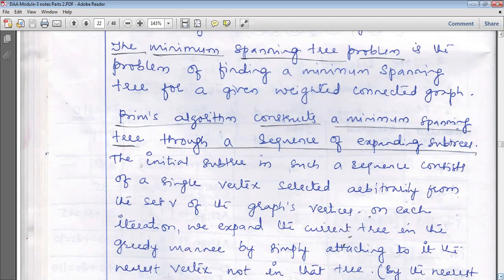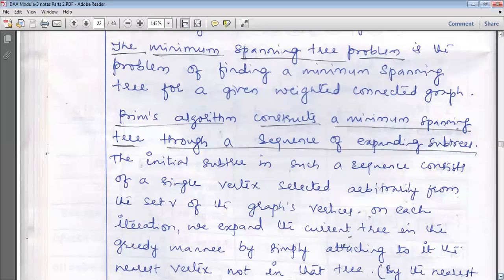On every iteration, we are going to expand the current tree in a greedy manner by simply attaching the nearest vertex. What we are going to do is arbitrarily select one vertex. Once we select that vertex, then we are to add the next vertex. So how do we add that next vertex? The vertex which is nearest to this vertex will be added, but it should not be already present in the tree. By the nearest vertex we mean the vertex that is not there in the tree, and it is connected to a vertex in the tree by an edge of the smallest weight.